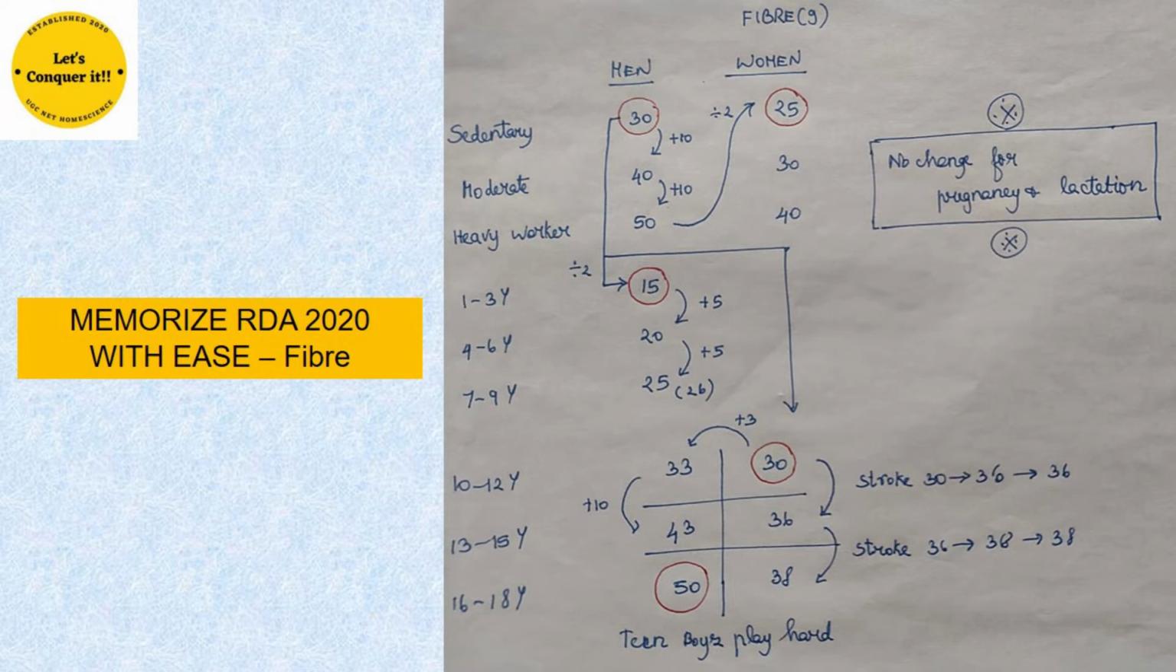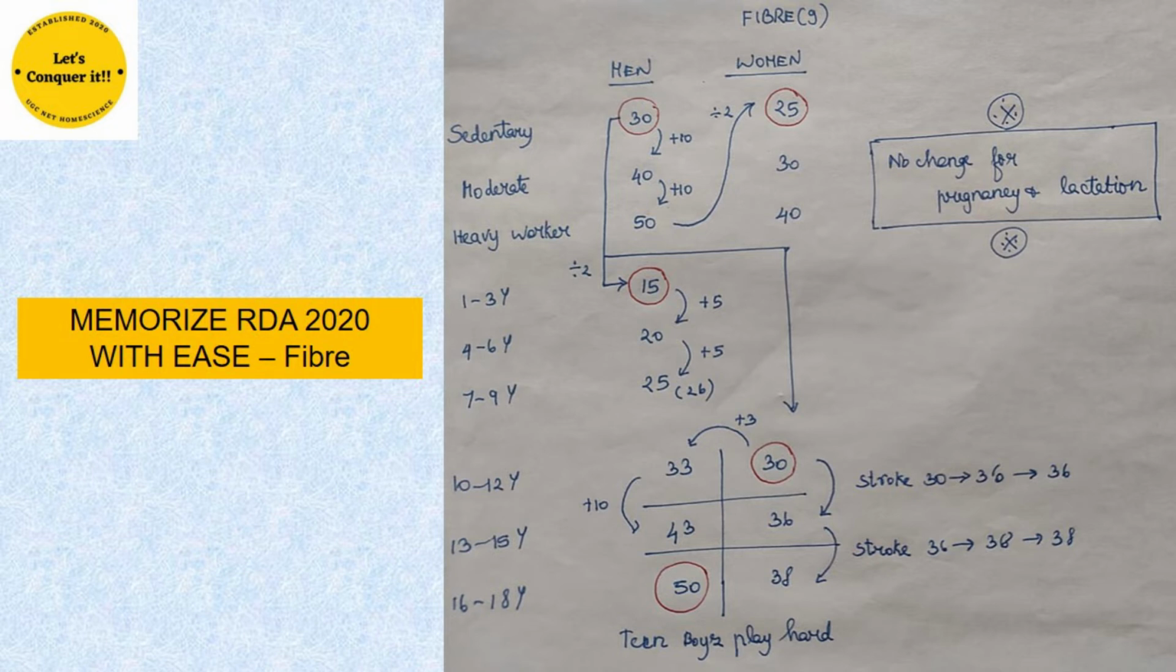Next, to get the fiber requirement of the next one, that is the 4 to 6 year old child, add 5. 15 plus 5 gives me 20, and this 20 is the fiber requirement of a 4 to 6 year old. Now to get the requirements of a 7 to 9 year old, just add another 5, which gives me 25.